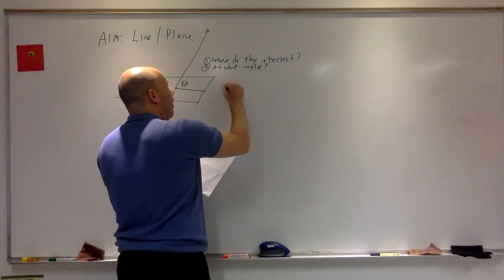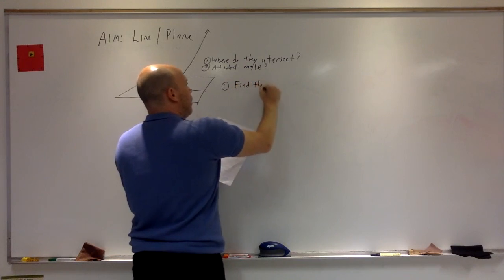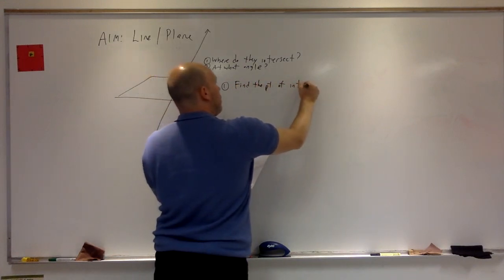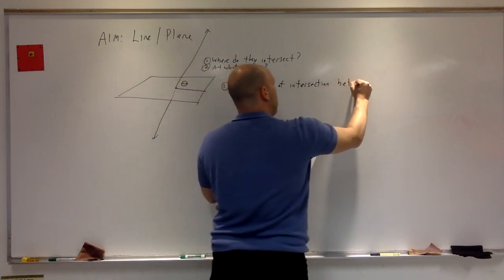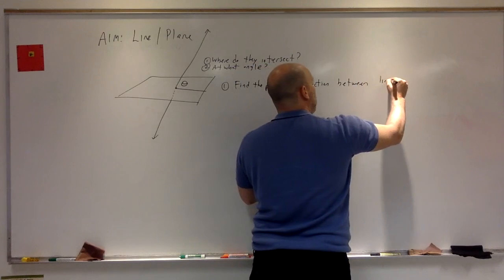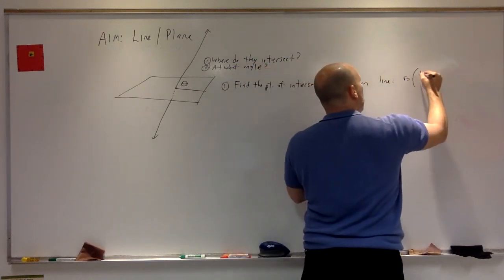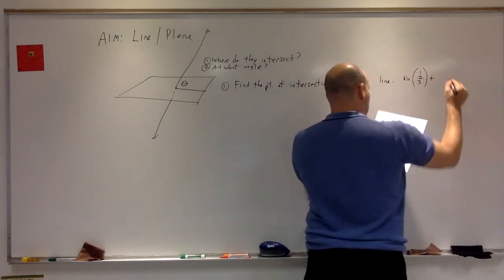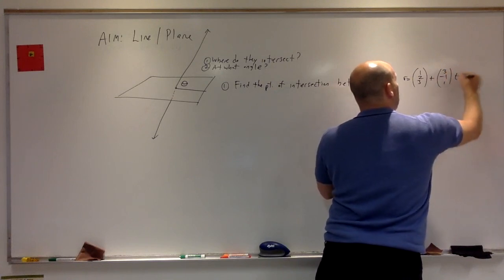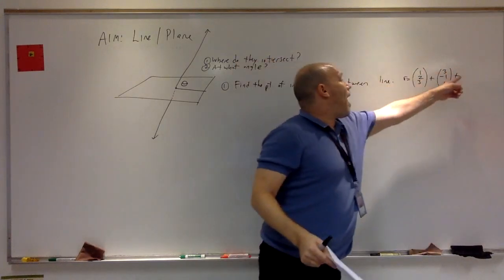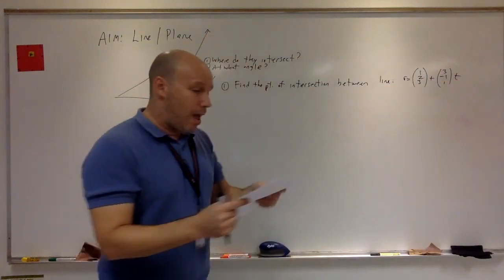So example one, find the point of intersection between the line whose equation is r equals (1, 2, 3) plus (3, -1, 1)t. And once again, know how to get all those forms into the form of a line because it can be written many different ways.